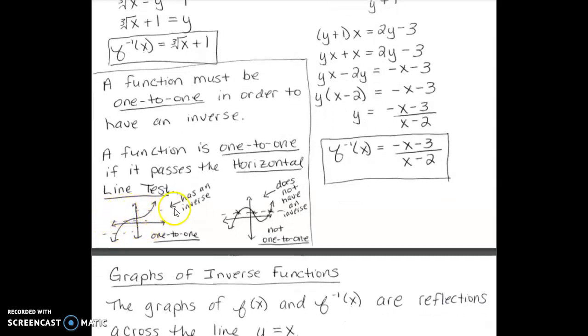In this graph, any horizontal line that I draw across here will only touch the graph 1 time, no matter where that horizontal line is. So that would mean this function is 1-to-1, which means it has an inverse. However, a similar curve that's just slightly different in shape that looks like this, here if I drew a horizontal line, I could find one that touches the graph more than 1 time, meaning this is not a 1-to-1 function, which would also mean this does not have an inverse. So it must be 1-to-1 for the inverse to exist.